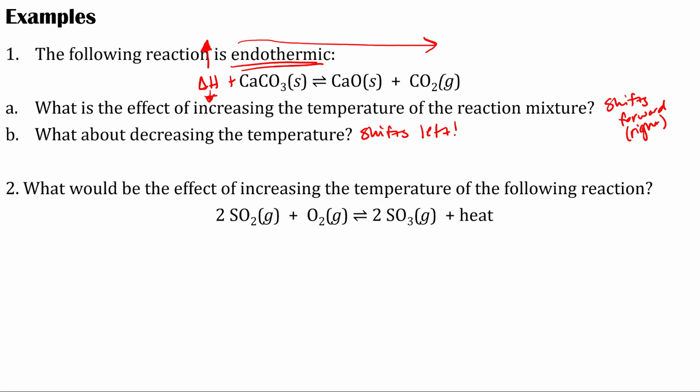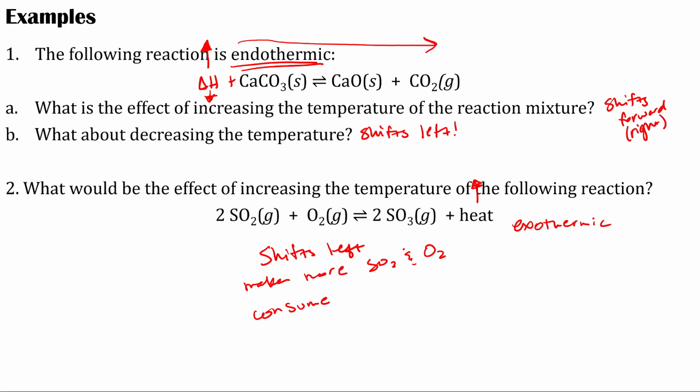What would be the effect of increasing the temperature of the following reaction? So here I have an exothermic reaction, because it's exiting the reaction. It's a product of the reaction. So if I increase the temperature, then the reaction is going to shift to the left. And that means I'm going to make more SO2 and O2 and consume SO3. So it'll eat up that heat.